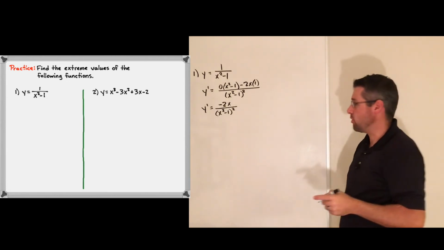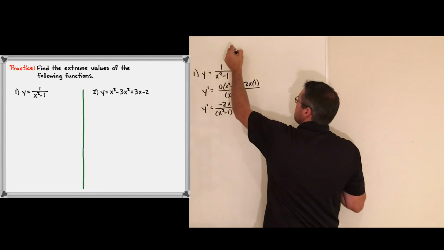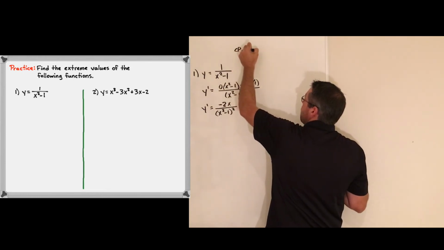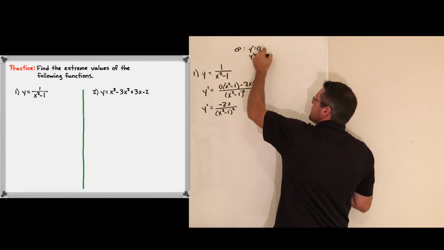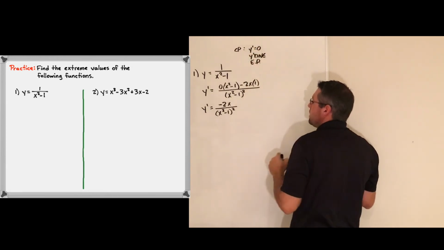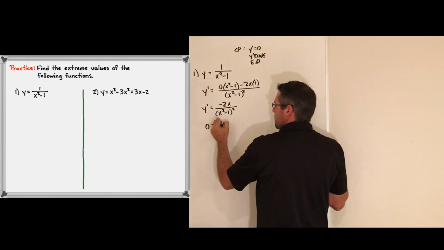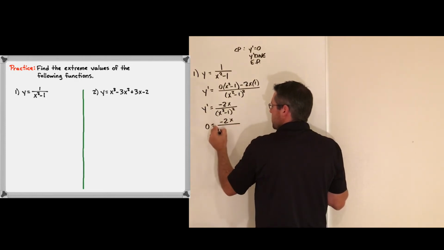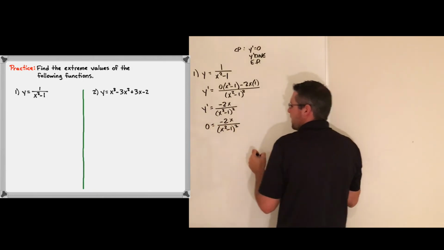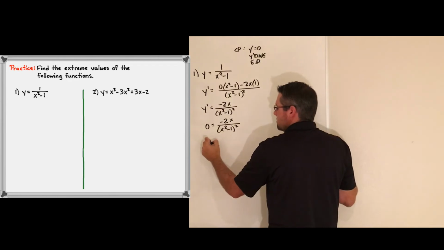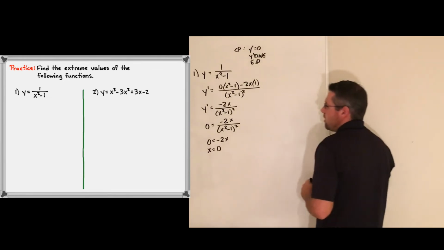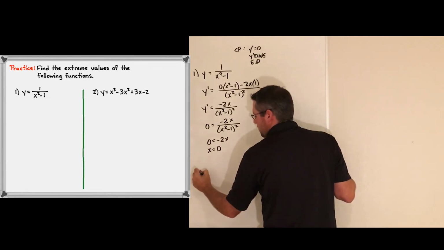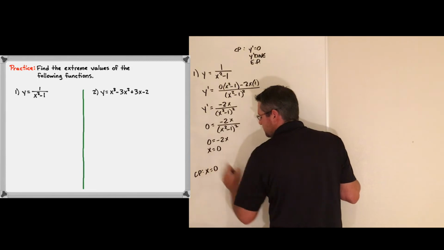We have to find critical points. Again, critical points are when y prime equals 0, when y prime does not exist, and at endpoints. First, we set this equal to 0: 0 equals negative 2x over x squared minus 1 squared. We can cross multiply to solve this. Ultimately we end up with 0 equals negative 2x, and therefore x equals 0. So we have one critical point when x equals 0.